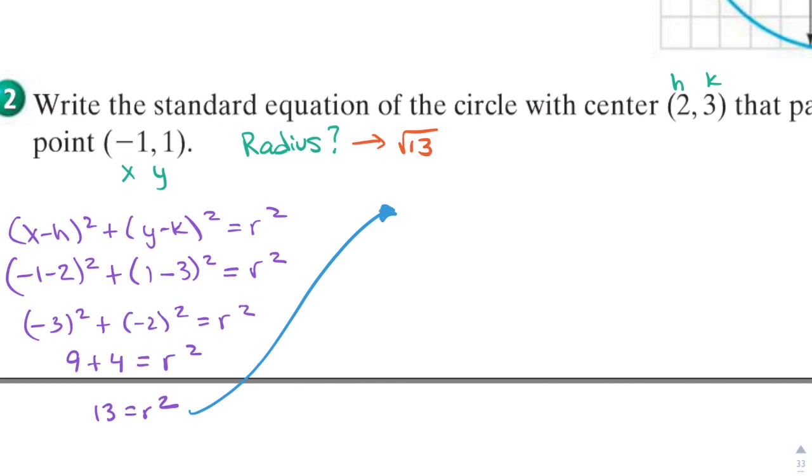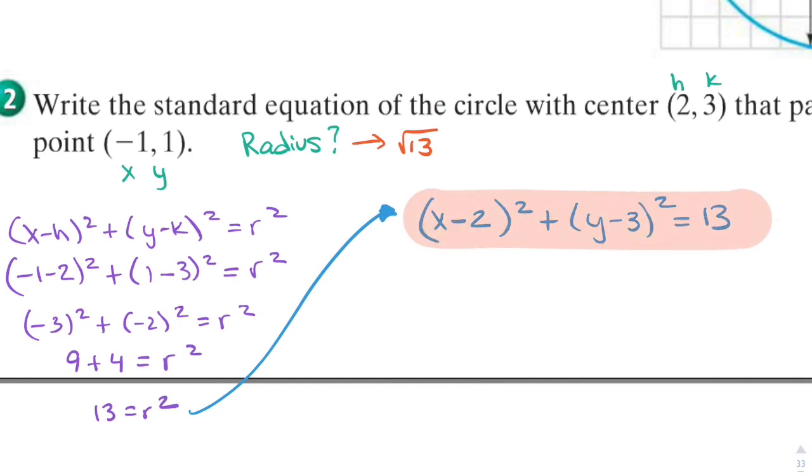So it's going to be x minus 2 squared plus y minus 3 squared equals 13, because I need to write it in r squared when it's in standard form.